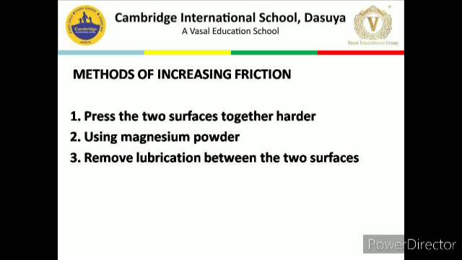In this condition, magnesium carbonate powder can absorb the palm's sweat. At the same time, it can also increase the friction between the palms and instruments. In this way, athletes can hold instruments perfectly. Next is remove lubricants between the two surfaces. To increase friction, remove any lubricants, using only dry, unlubricated parts to generate friction. This is all the methods of increasing friction.